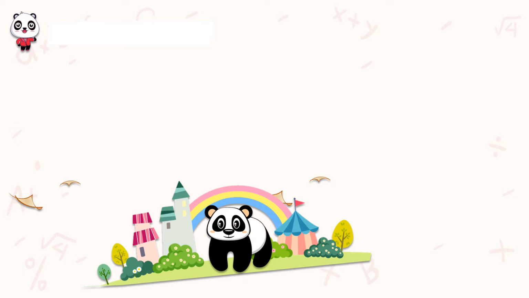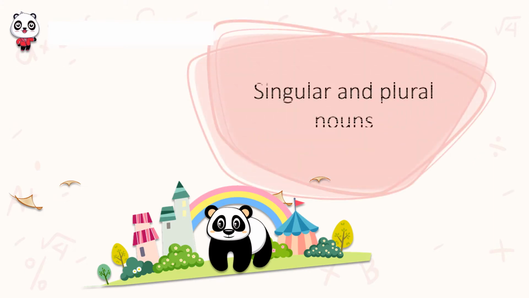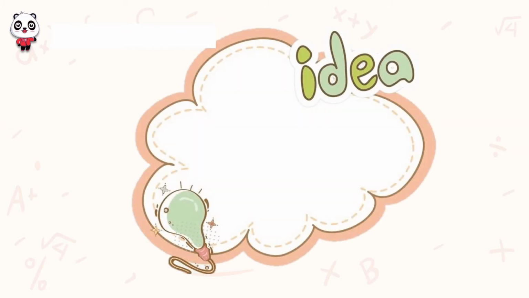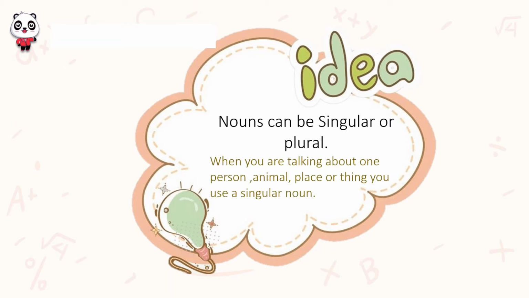Before you move to the fourth question, you need to know what you mean by singular and plural nouns. Do you know about that? Let's see. What do you mean by noun? A noun is a naming word, a name of a person, an animal, thing, or place. Do you have any idea about singular and plural nouns? Let's see. Nouns can be singular or plural.